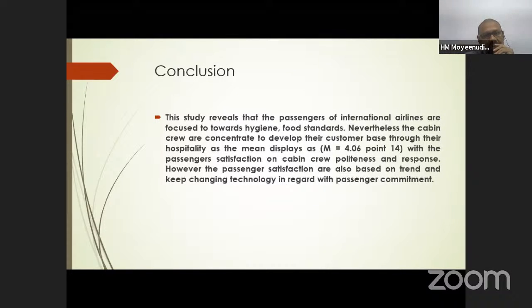So the study reveals the conclusion. The study reveals that the passengers of international airlines are focused on hygiene and food standards. Nevertheless, the cabin crew concentrate on developing their customer base through their hospitality. As the mean displays again, we can see 4.06, with passenger satisfaction on cabin crew politeness and response. However, passenger satisfaction also depends on trends and changing technology. So, any questions?